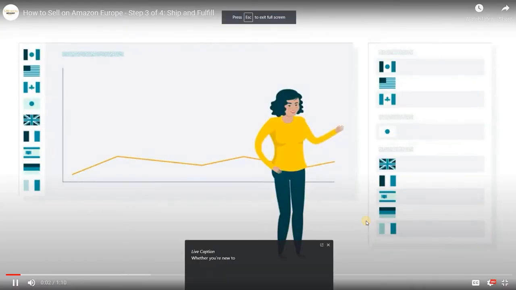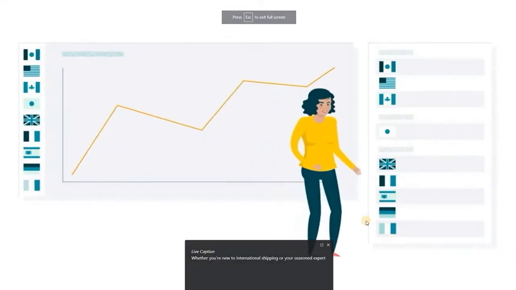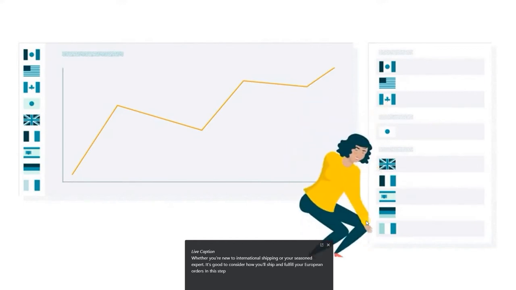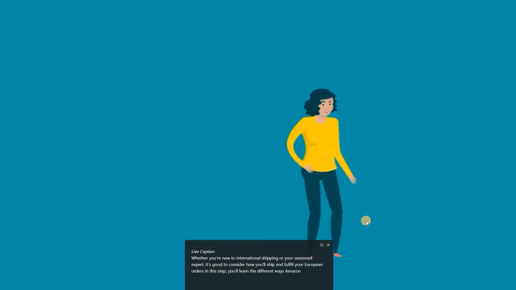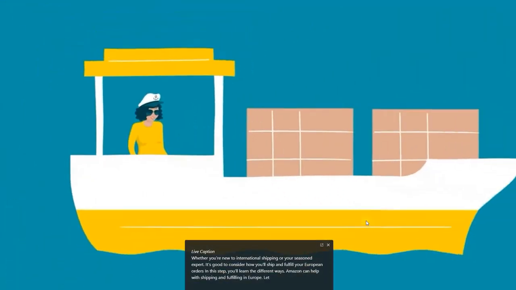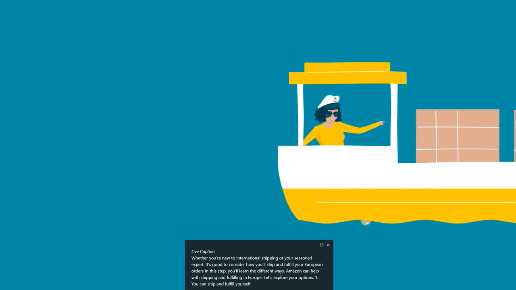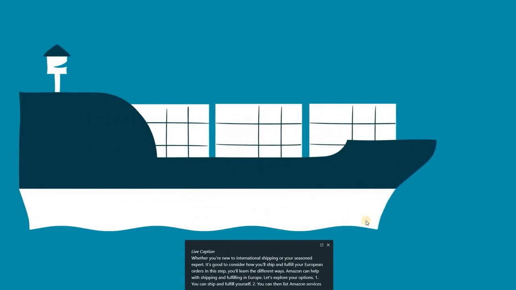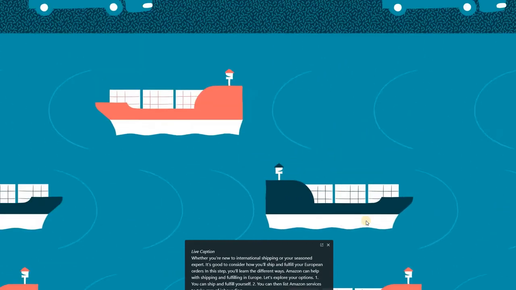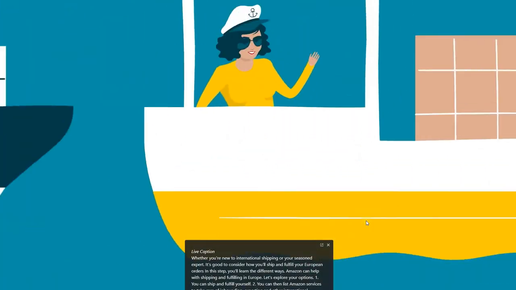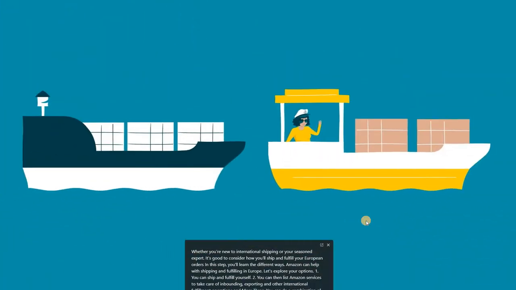Whether you're new to international shipping or you're a seasoned expert, it's good to consider how you'll ship and fulfill your European orders. In this step, you'll learn the different ways Amazon can help with shipping and fulfilling in Europe. Let's explore your options. 1. You can ship and fulfill yourself. 2. You can enlist Amazon services to take care of inbounding, exporting, and other international fulfillment operations. Or 3. You can do a combination of both across Europe's 28 countries. You ship and fulfill some products, and Amazon ships and fulfills some.